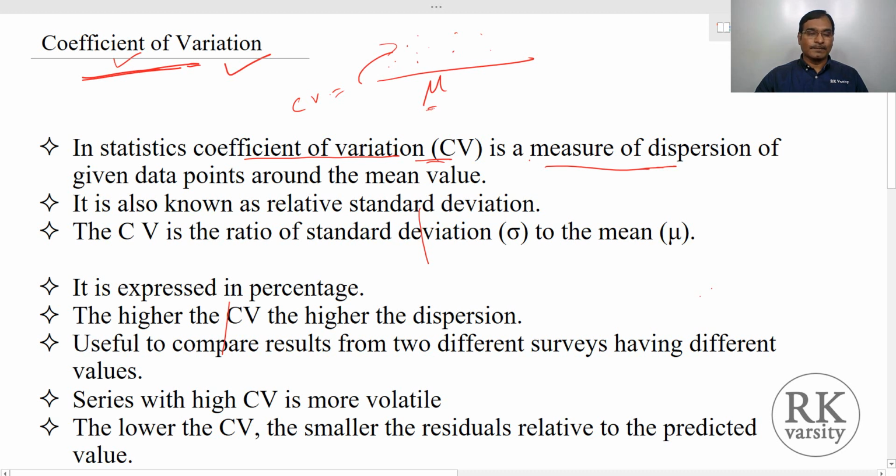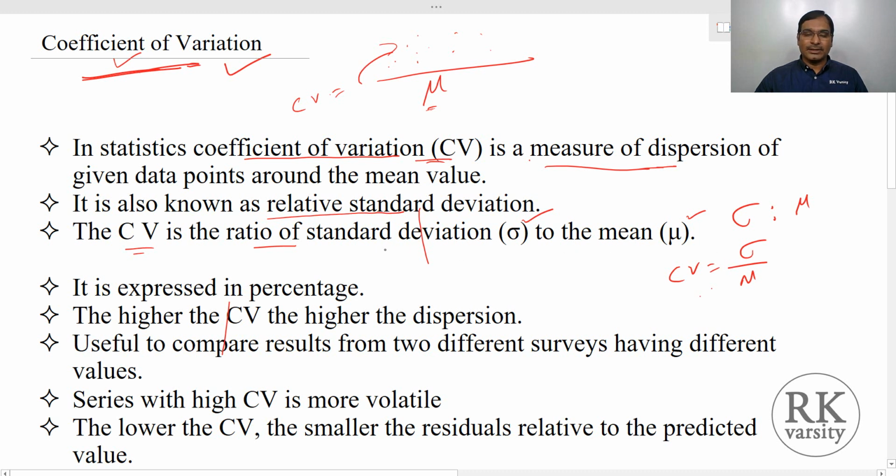value. And it is also known as relative standard deviation because it measures the relativeness between the standard deviation and the mean value. That is, the CV, the coefficient of variation, is a ratio of the standard deviation and the mean value. When we say a ratio, you have two variables, one is the standard deviation and the second is the mean value. That means standard deviation to mean value, or standard deviation upon mean value. So your coefficient of variation equation is that simple.